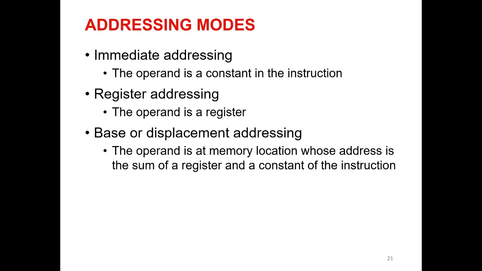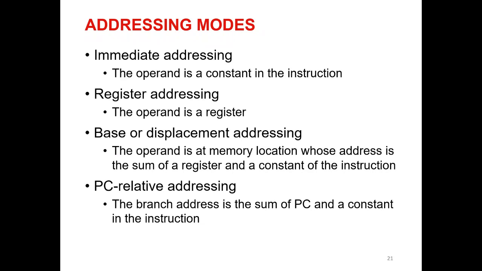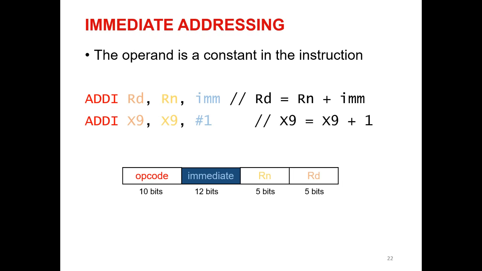And then we have the PC-relative addressing, in which we add to the PC, the program counter. Remember that the program counter has the address of the instruction that is being executed. So we add to that program counter another address which is indicated in a constant, and we jump to another instruction. This is what we use in branch instructions. Okay, let's see examples of all of them.